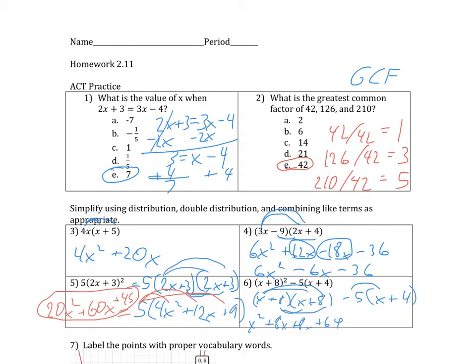Negative 5 times x would be negative 5x. And then a mistake you might make is forgetting to do negative 5 times positive 4 to make a negative 20 back there. Careful there.